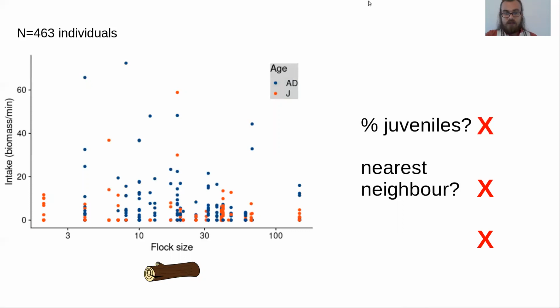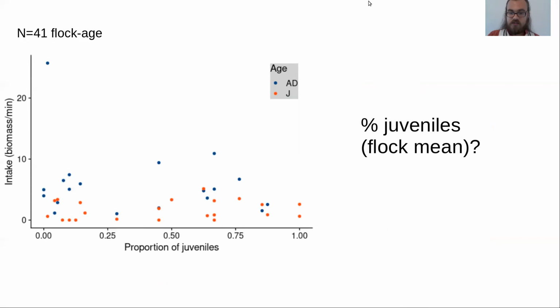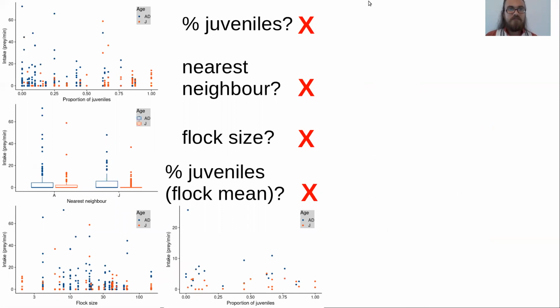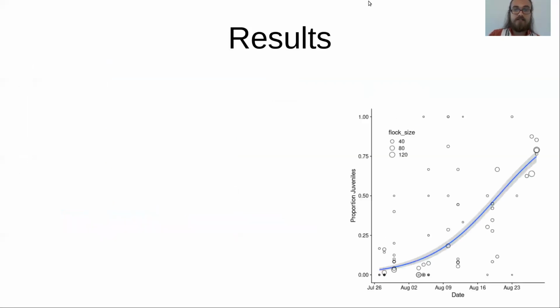If we look here, you can see a lot of these birds have an intake rate of 0, because when I looked at them, they didn't eat anything. So in order to get around this 0 problem, I've also used averages for each age category within each flock to look at an average intake rate. And again, if we look at this with the proportion of juveniles in the flock, it's not significant. So overall, I didn't find any strong evidence for any of these variables influencing Godwit's intake rates. But one variable did come out as significant in all of these models, and that was the effect of age. So juveniles have a much lower average intake rate than adults.